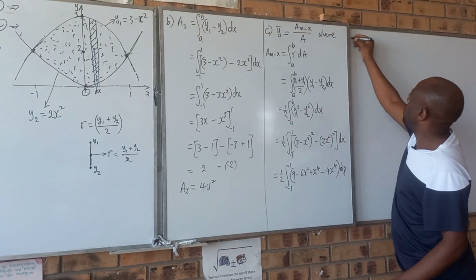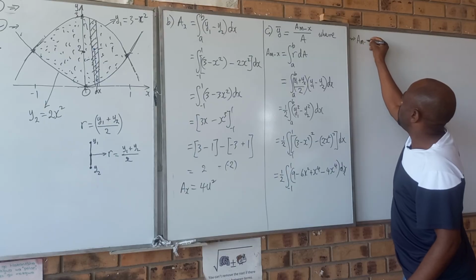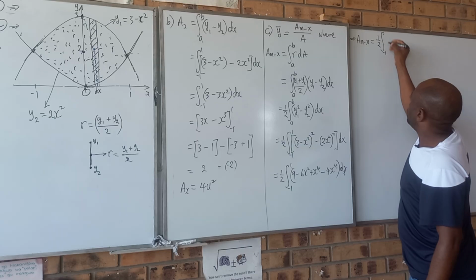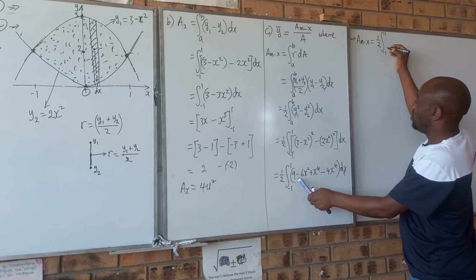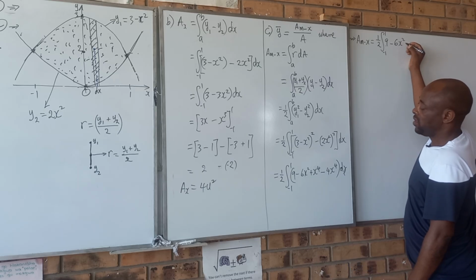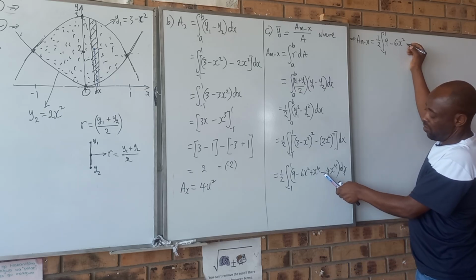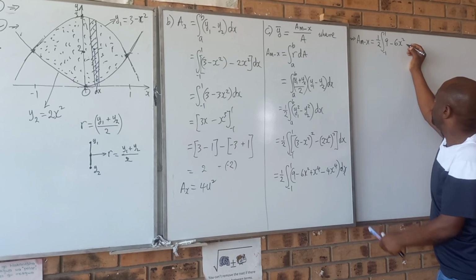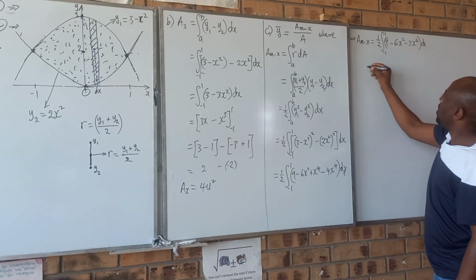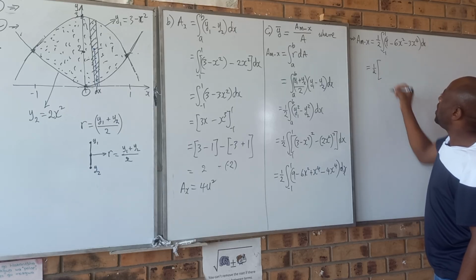So if I continue this side, my area moment about x becomes 1 over 2, the integral from minus 1 to 1 of 9 minus 6x squared, then x to the power 4 minus 4x to the power 4 becomes negative 3x to the power 4 dx. So I can now comfortably do my integration.